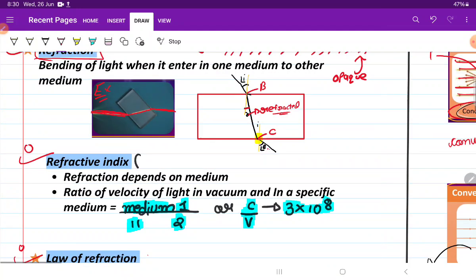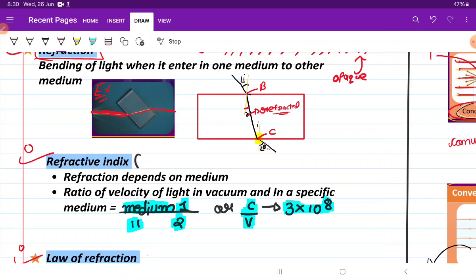Now let's see what refractive index is. The comparison of medium 1 to medium 2. The simple definition is that the comparison of medium 1 to medium 2 is known as refractive index. We are comparing, for example, Virat Kohli to Rohit Sharma.